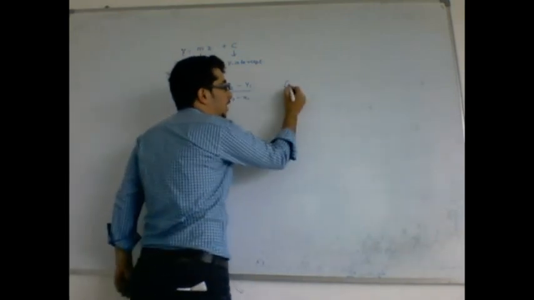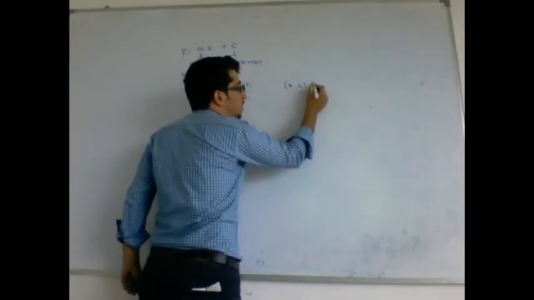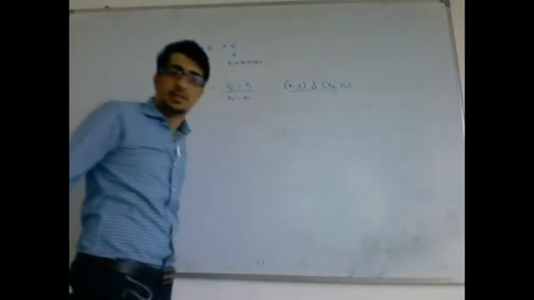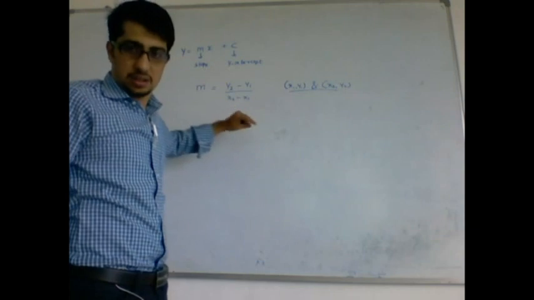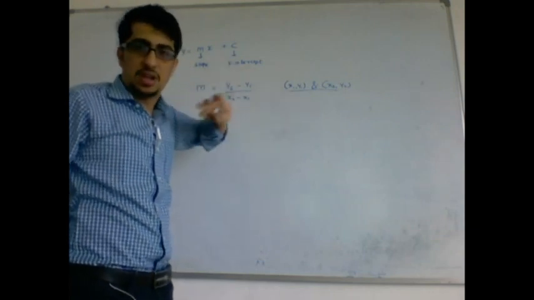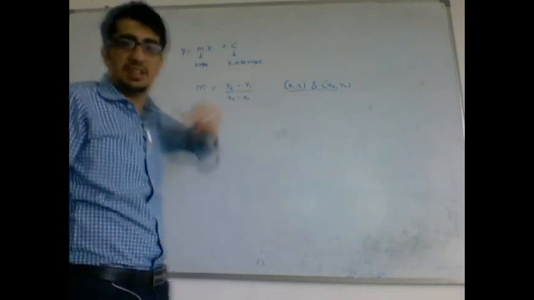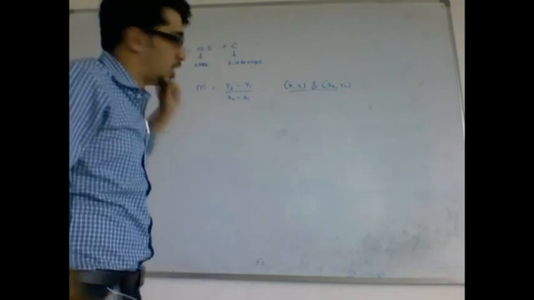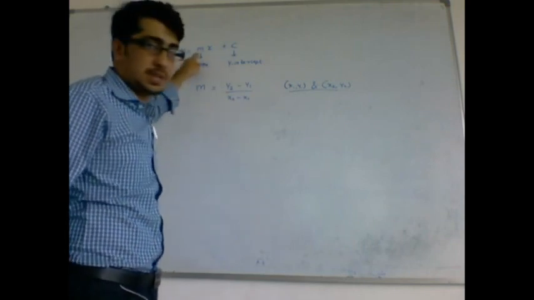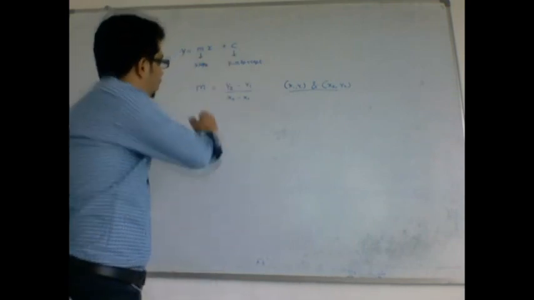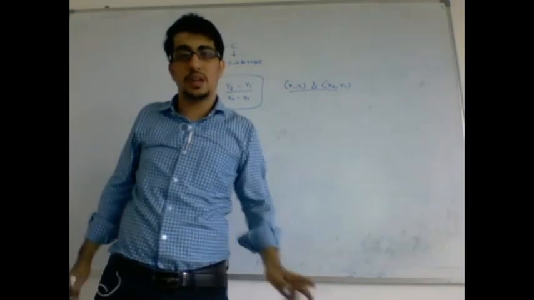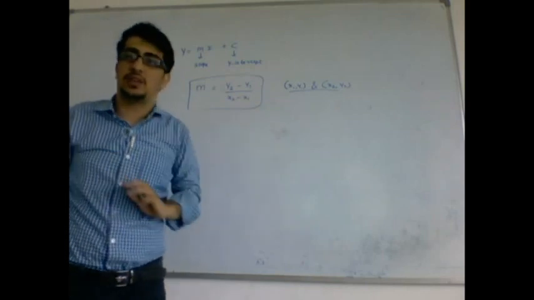Where x1, y1 and x2, y2 are coordinates of two points. The line will pass through these points. These two coordinates will satisfy this equation. Again I am repeating the equation of a line: y equals mx plus c, in which m is slope, c is y-intercept. In physics we are going to use slope a lot. m equals y2 minus y1 upon x2 minus x1.